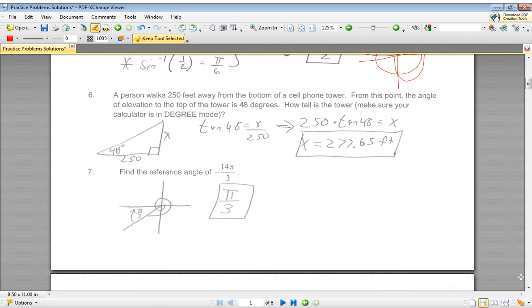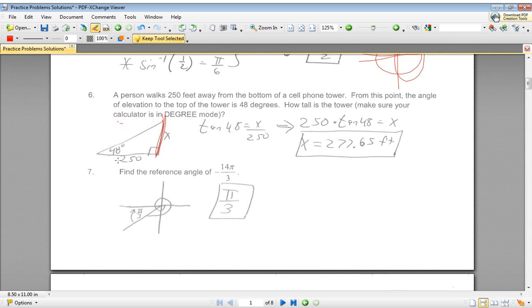A person walks 200 feet away from the top of a cell phone tower. Here's my little cell phone tower. From this point, so 200 feet away, the angle of elevation to the top of the tower is 48 degrees. So we have to look up 48 degrees. They have to look down 48 degrees from up here, this invisible line here. So 48 goes down there. How tall is the tower?